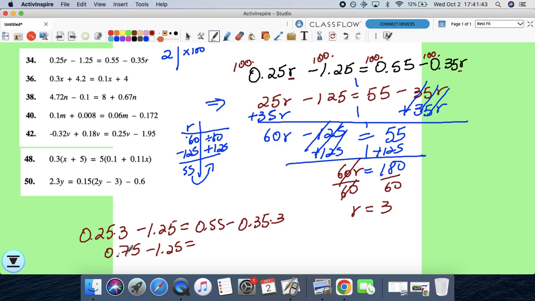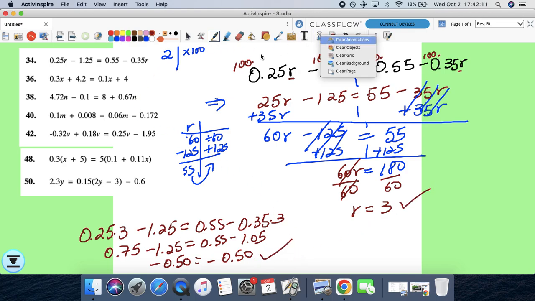Let me just do the left side. And if you do that, I get negative 0.50. On the right side, 0.55. Let me do this multiplication here. 35. It's going to give me 1.05. And if I do 0.55 minus 1.05, I'm going to get negative 0.50. So my solution is good. My check is good. Let's move on to 36.